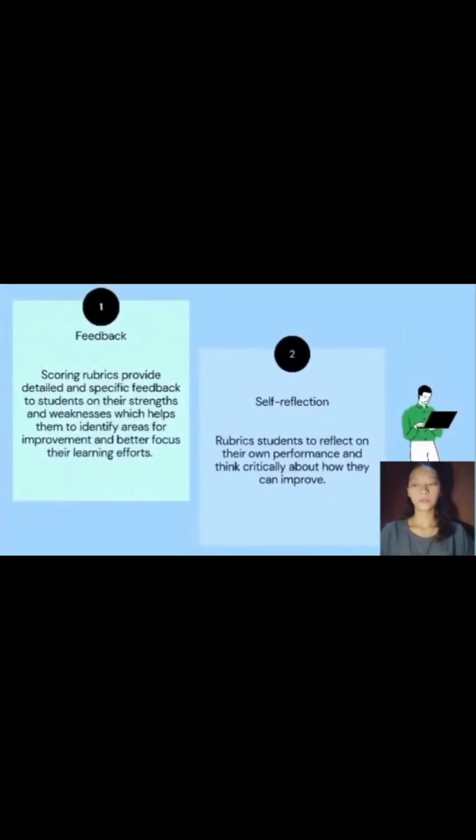Now, let's move on to feedback. So, scoring rubrics provide detailed and specific feedback to students on their strengths and weaknesses, which helps them identify areas for improvement and better focus their learning efforts. Feedback is important in scoring rubrics because it allows students to understand how they're performing and what areas they need to improve upon. Without feedback, students may not know what they are doing well and what they need to work on.